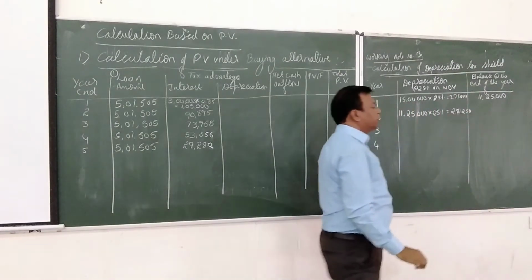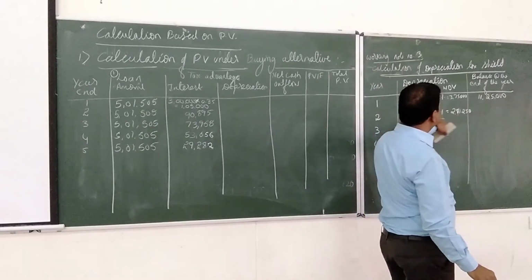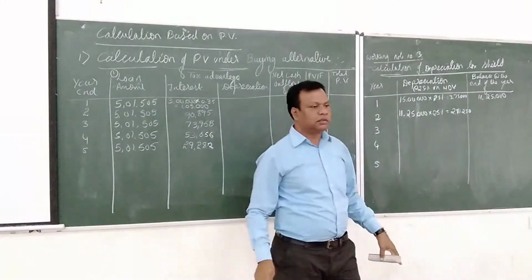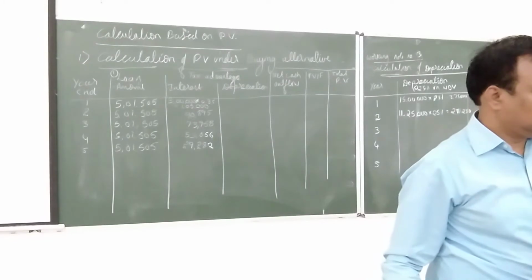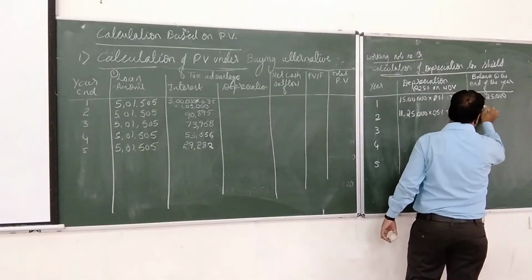2 lakh 81,250, correct? Okay. So then, how much? 11 lakh 25,000 minus 2 lakh 81,250. How much? 8,43,750.